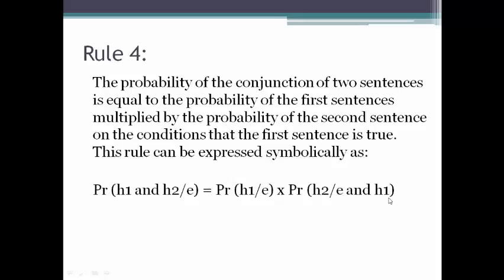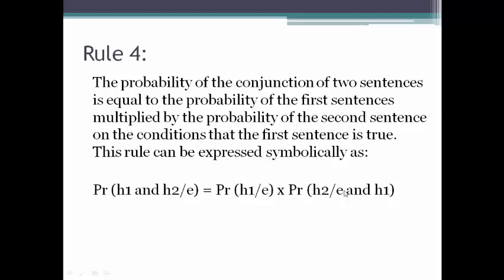So if in our cat and dog scenario, H1 was there's a cat in the kitchen, and H2 was that there's a dog in the living room, and our evidence was background knowledge like, we have a cat and a dog, both pets are home, things like this, you take the probability that the cat is in the kitchen, given your evidence, times the probability that the dog is in the living room, given your background evidence and that the cat is in the kitchen.